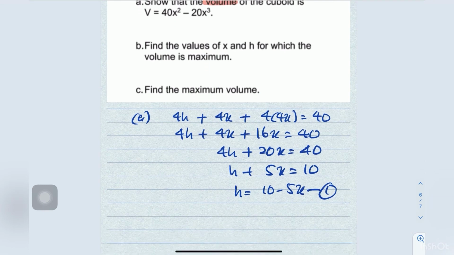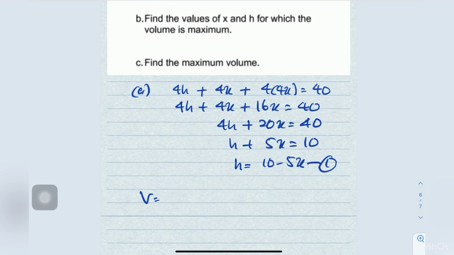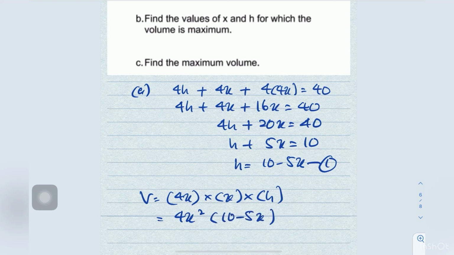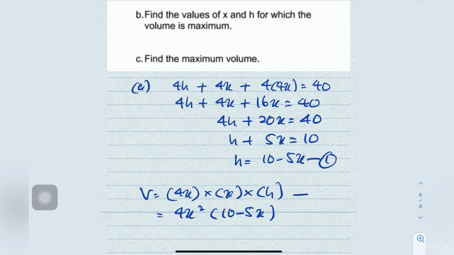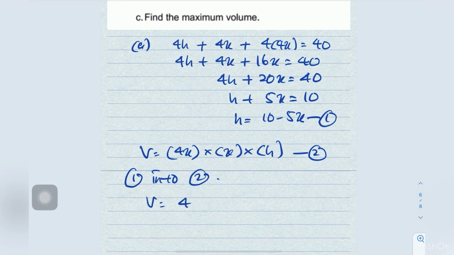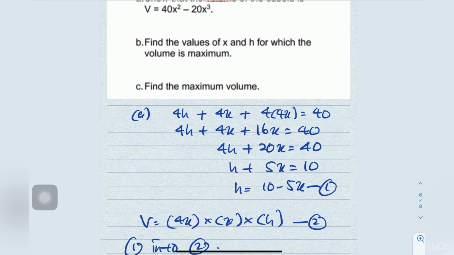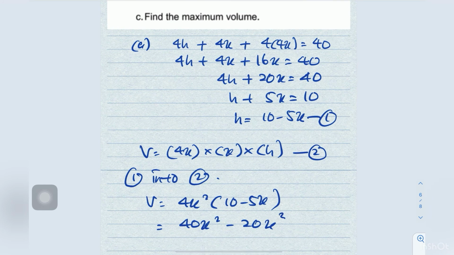Here we have volume. Volume of cuboid is length times width times height. We have 4x, x, and h. So 4x times x times h. Then we simplify, we get 4x squared times h. h is 10 minus 5x. Oh, sorry, this one is equation 2. So 1 into 2: V equals 4x squared times h, where h is 10 minus 5x. So we get 40x squared minus 20x cubed. So shown.